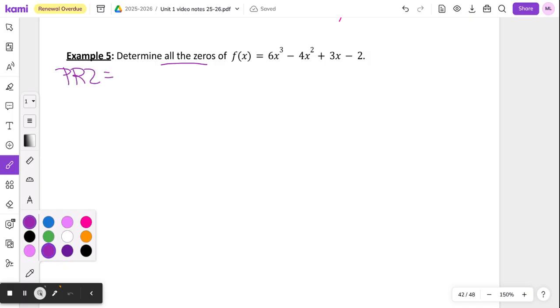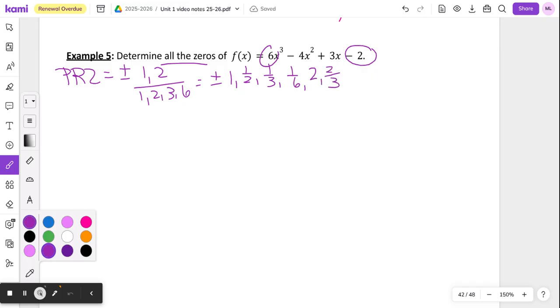So PRZs, we would go factors of the constant. So 1 and 2 divided by factors of 6, 1, 2, 3, and 6. So we'd get 1, 1/2, 1/3, 1/6, 2. 2 divided by 2 is 1 again, so I don't need to rewrite that. 2/3 and 1/3 again. I'm going to put them in order just because it's going to help when we do some guessing and checking. 1/6 comes first, then 1/3, then 1/2, then 2/3, 1 and 2.